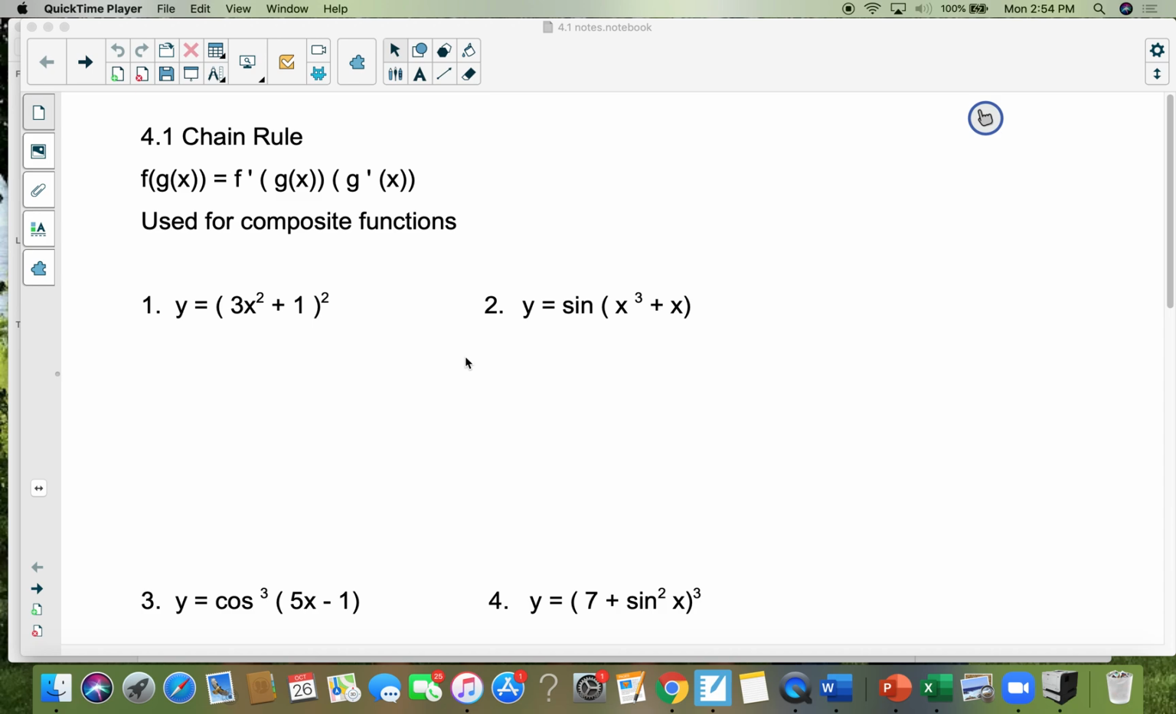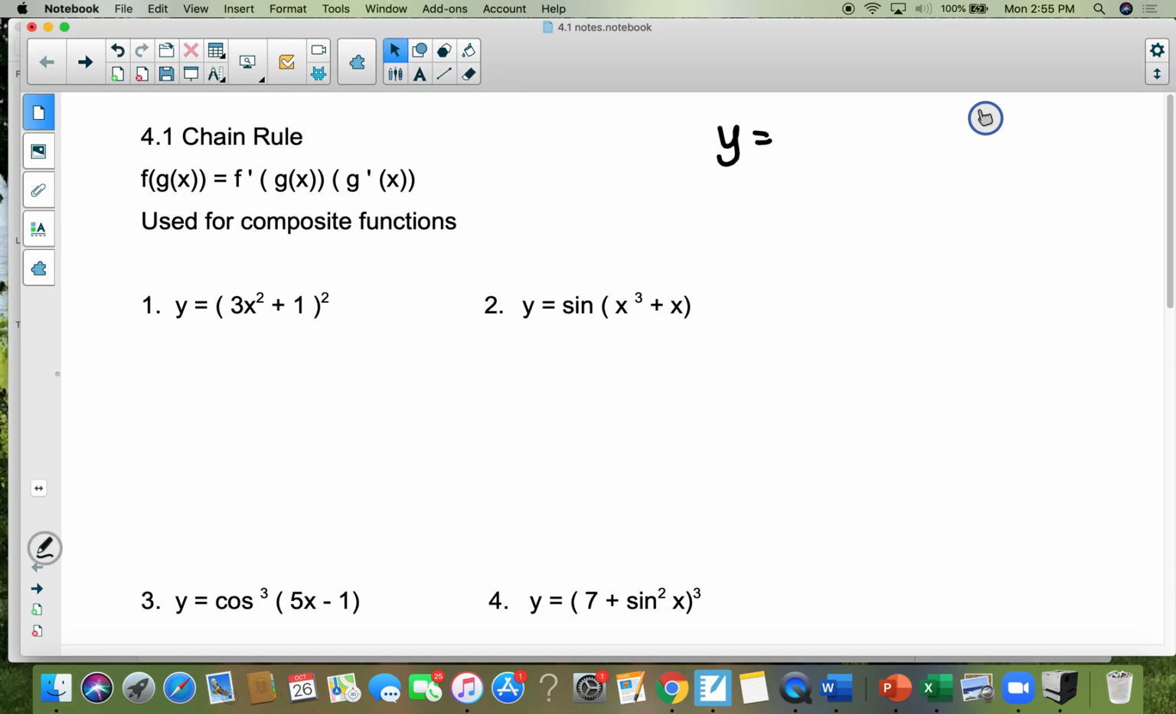The chain rule needs to be used whenever you have a composite function. For example, a composite function like the one you had on the chapter 2 test, y equals the absolute value of x plus 3. You could write this as g of x equals x plus 3, and f of x equals the absolute value of x, and g would have to go inside of f. It's when a function is inside of another function that you have to use the chain rule.